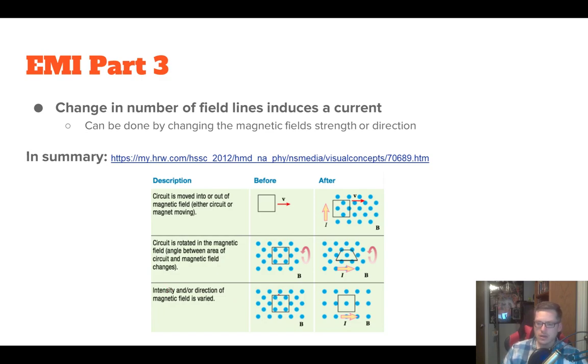All right, and so here they've got 5 blue flux lines in this box, and then as time went on, the magnetic field got weaker, and so we ended up with just 1 flux line. So that would also be a change in flux. That would cause a current.